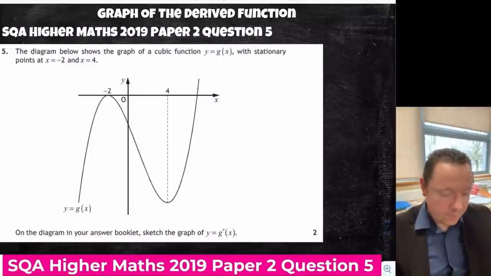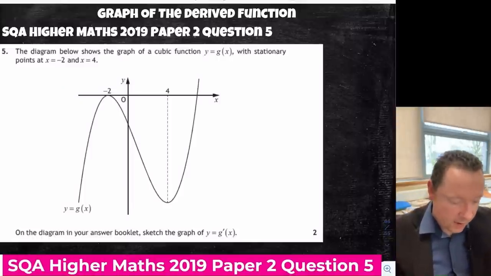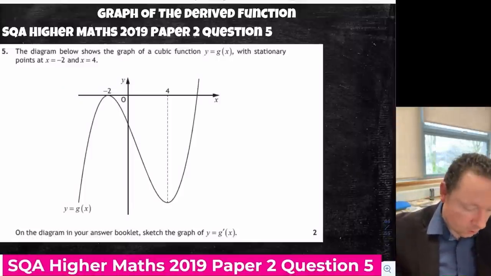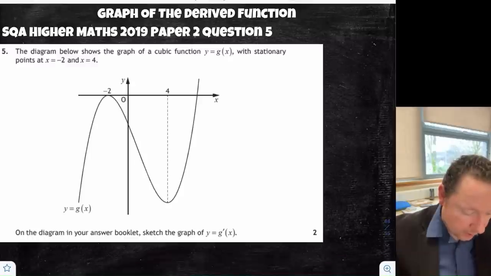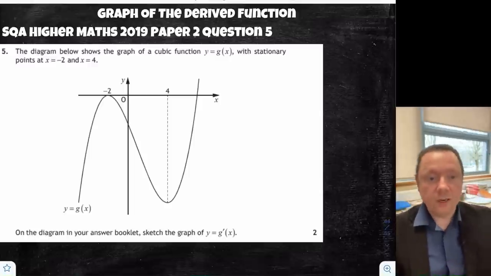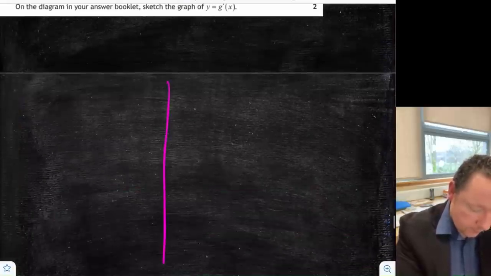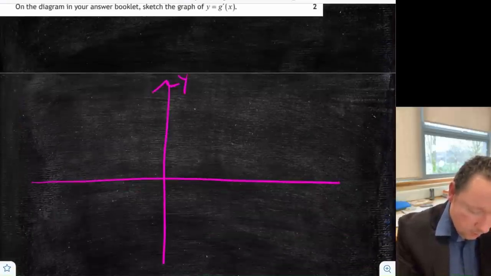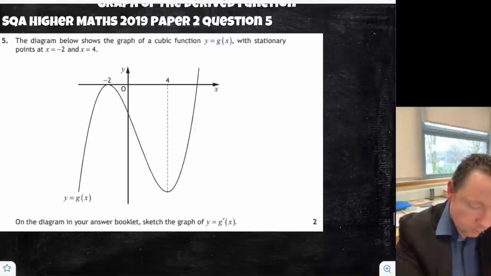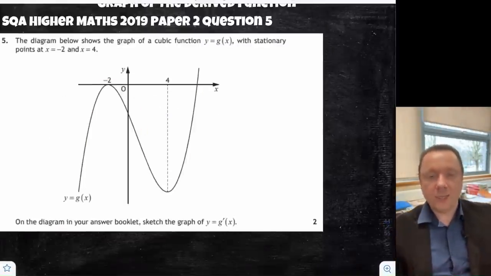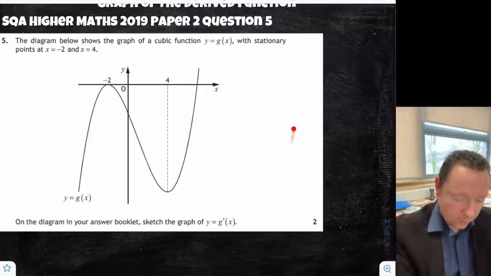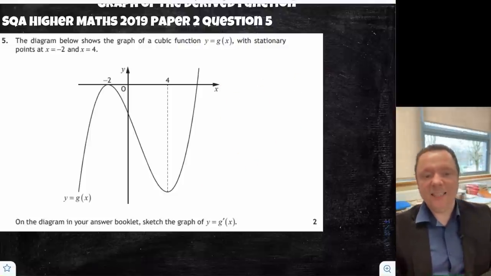Derived function, SQA Higher Maths 2019, paper 2, question 5. The diagram below shows the graph of a cubic with stationary points at minus 2 and 4, as shown on the diagram of your answer book. Sketch the graph of g dash x, the derivative. Okay, so let's just draw a picture here, y and x. It's telling us it's a cubic. A cubic differentiates to a quadratic, so we're expecting a quadratic either going down the way or up the way, and we really just need to identify the roots.